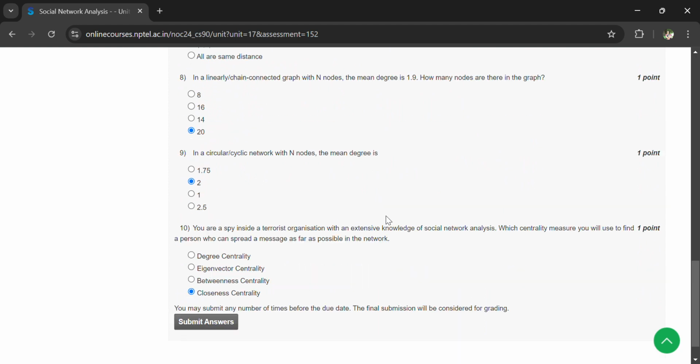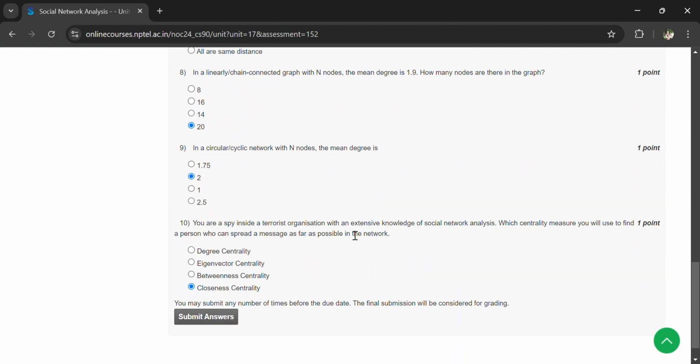You are a spy inside a terrorist organization with an extensive knowledge of social network analysis. Which centrality measure you will use to find the person who can spread a message as far as possible? Closeness centrality.